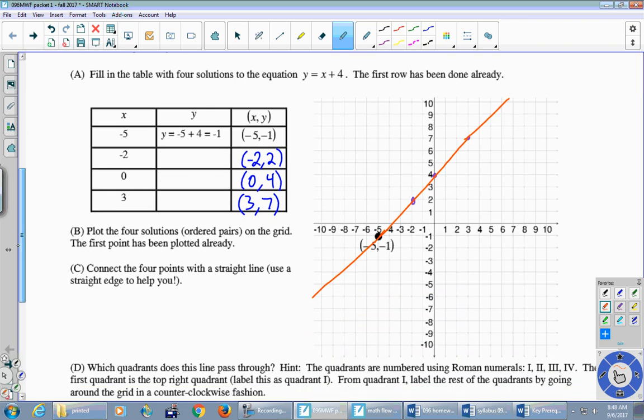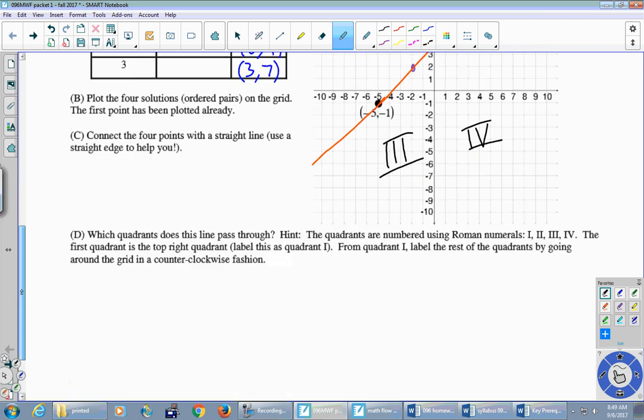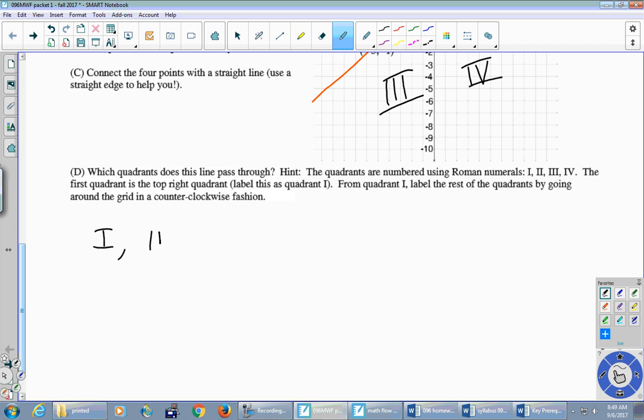And then the last thing was just a review of the names of the quadrants. So I think I mentioned up here is number 1, and then we go counterclockwise. And typically we use Roman numerals. So which quadrants does our line pass through? 1, 2, and 3. So that's our answer to part D. 1, 2, and 3.